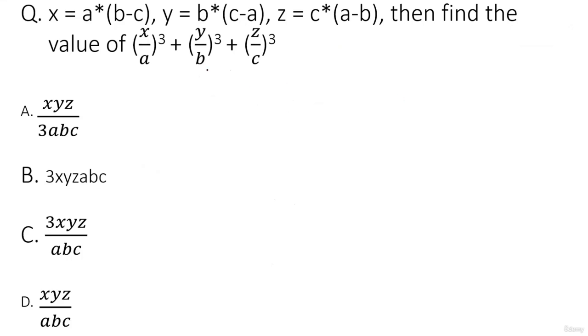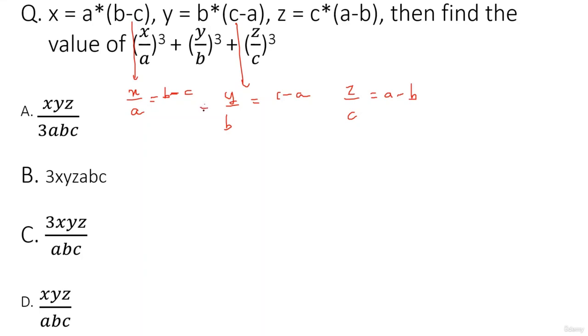Now, guys, from the given data, if x is equal to a into (b minus c), can I say x upon a is equal to b minus c? Dividing by a on both sides, or bringing this a into the denominator of x, either way you will get x upon a is equal to b minus c. Similarly, if you divide both sides by b, you will have y by b is equal to c minus a. Similarly, z by c will be equal to a minus b, right?